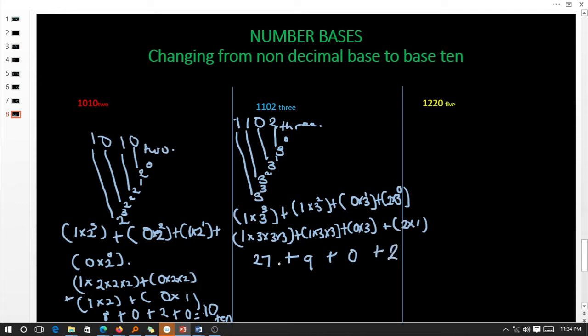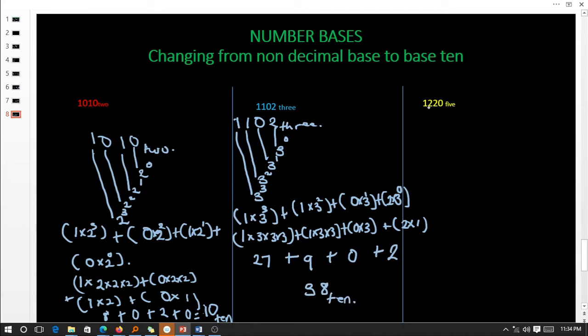Now we are going to add. Now 27 plus 9, what's that? 27, 28, 29, 30, 31, 32, 33, 34, 35, and 36. Now that 36 we've obtained, add there a 0. What do we get? We remain with 36. Then 36 plus 2: 36, 37, 38. Therefore we get 38 base what? Base 10. So don't forget to put the base.